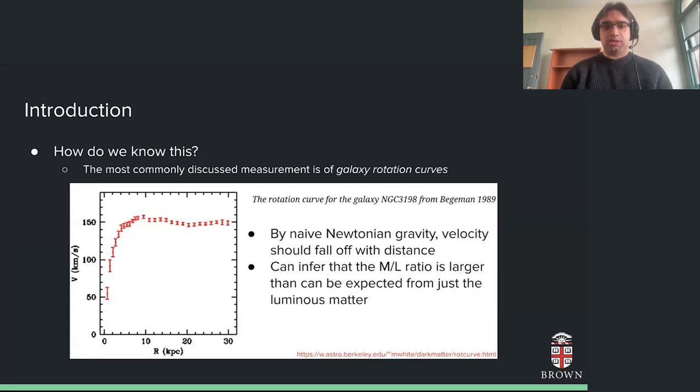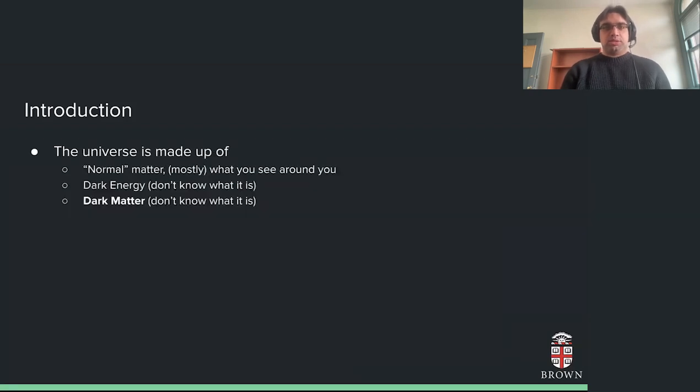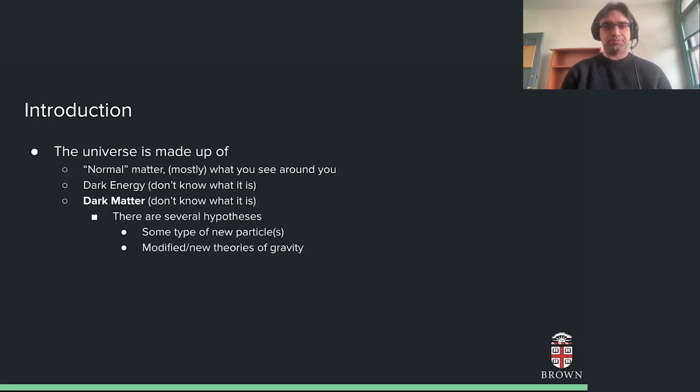So why do we get these measurements that tell us there's more stuff in the universe than there actually is? And how do we go about finding out what that stuff is? Just to recap, the universe is made up of normal matter, mostly what you see around you, like your water bottle. There's dark energy, which we don't know what it is, and then there's dark matter, which we infer from astrophysical measurements but don't know what it is. So today we're focusing on the detection of dark matter.